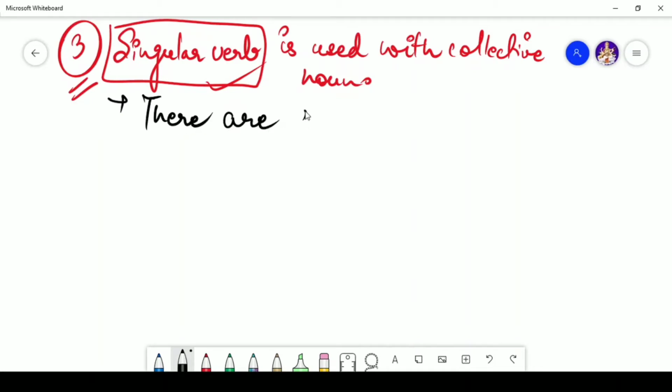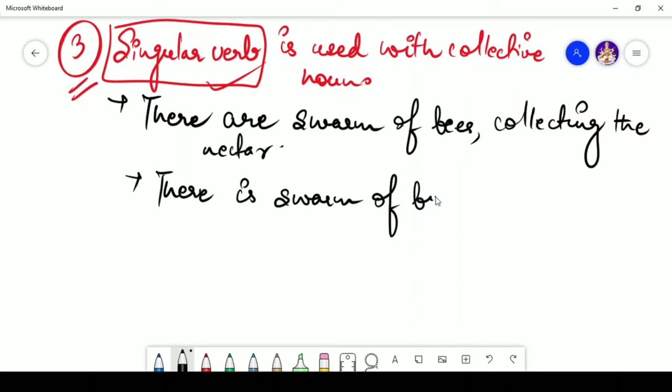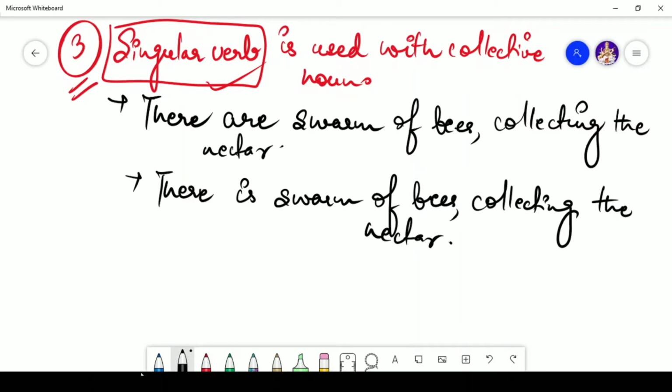Now let's say for example, there are swarm of bees collecting the nectar. And in another case, there is swarm of bees collecting the nectar. If you watch both these sentences, you will understand that they have made use of a collective noun, that is swarm of bees. Swarm of bees is a collective noun.